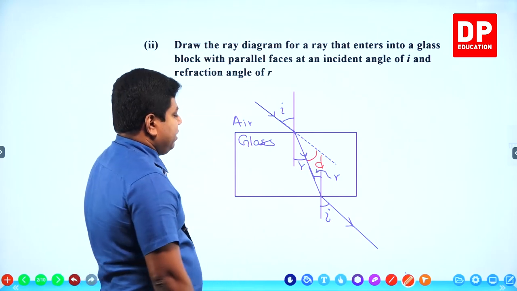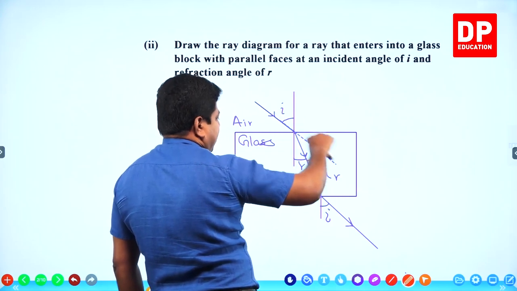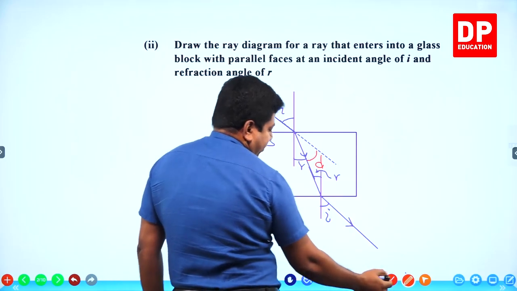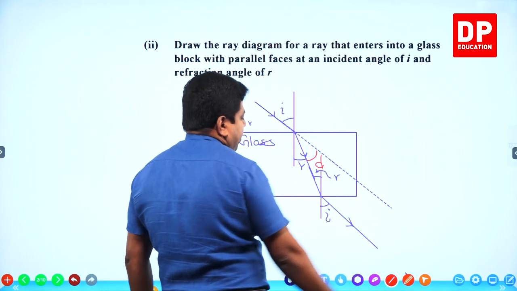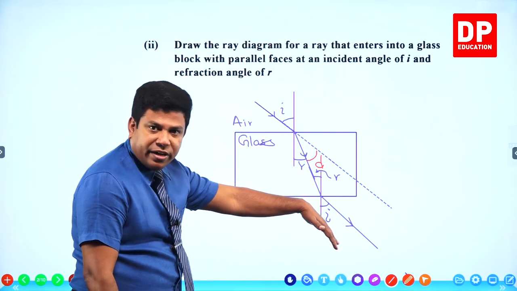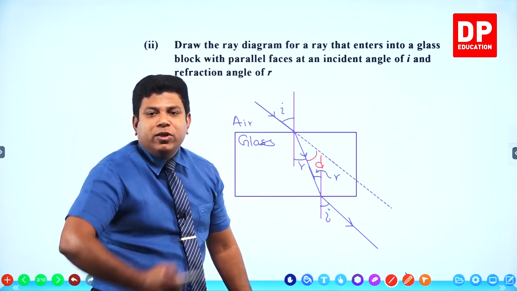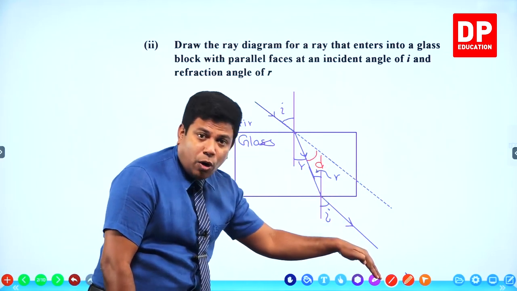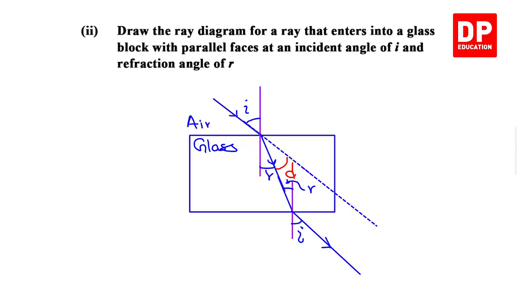Lateral displacement means, look at this. Now this is the original path, right? The ray that came like this, let me continue this line further. See, that's the original path. Now the path has been shifted here. So by how much it has got shifted, I have to draw a perpendicular between those two parallel lines. This would have been its original path, but this is the path now. So how much it has shifted, that's what we call lateral displacement.